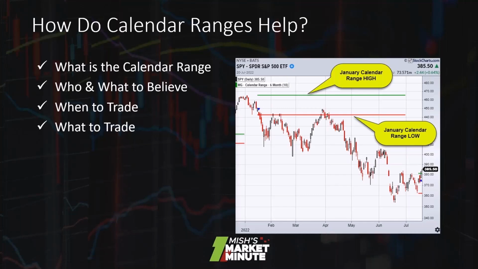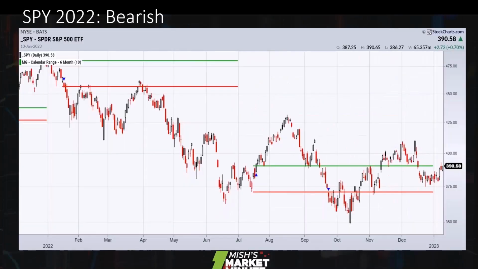And I think it's going to be really clear when we start looking at these individual charts. So Mish, let's dive right into the charts, starting with the SPYs in 2022. So as Geoff just mentioned, 2022 was a classic use of the calendar ranges, keeping you on the right side of the market, especially as we look at the S&P 500.